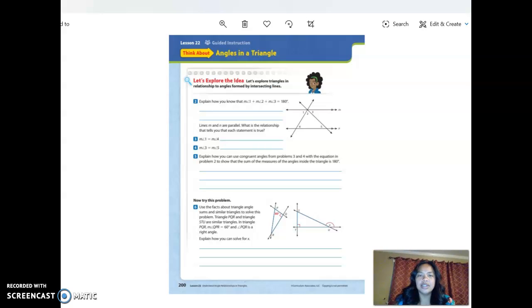Hi guys, this is day 2 of lesson 22 and I'm just going to really walk you through the next 2 pages here so that you guys are not going into this blind, okay? I kind of talked a little bit about it yesterday already, but hopefully this helps, okay?